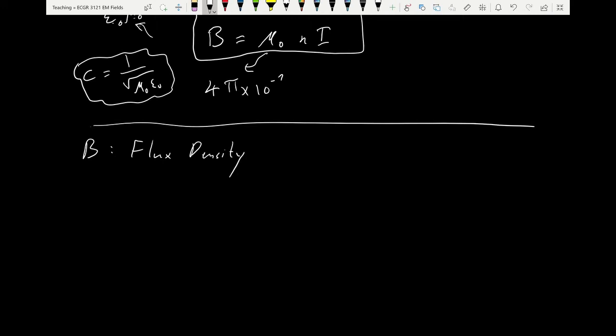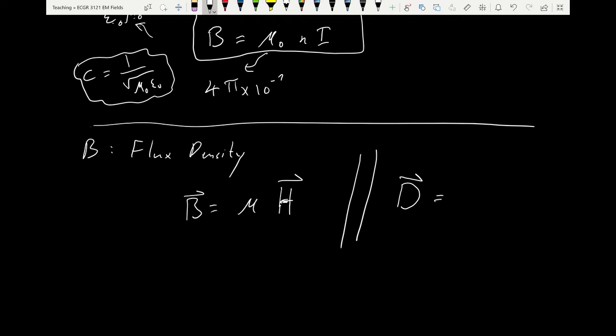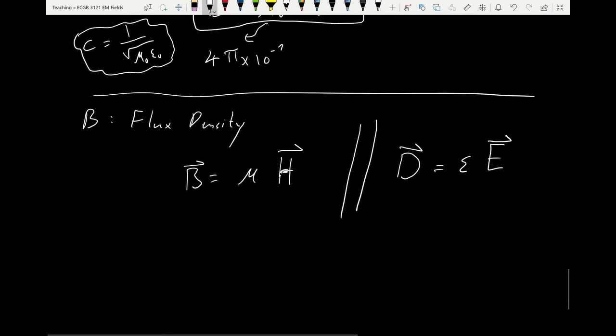What is the meaning of the magnetic flux density? Well, from the mathematical equation, the flux density is just equal to the permeability times the magnetic field intensity. And contrast this with the electrostatic case, where the flux density equals the permittivity times the electric field intensity, right?